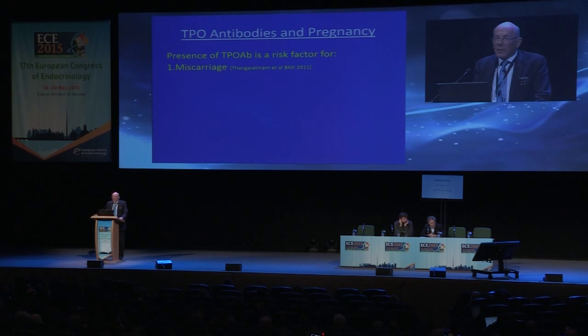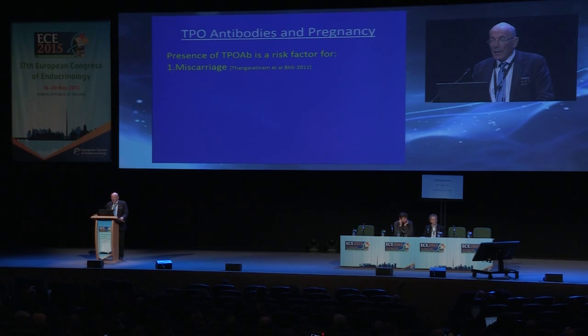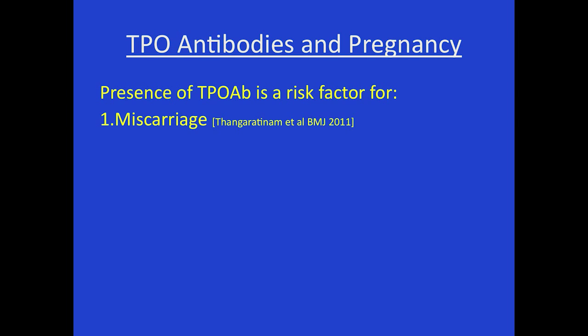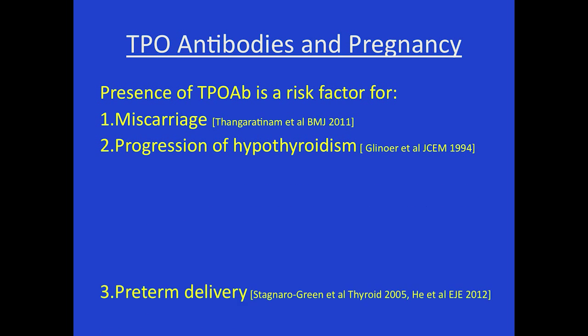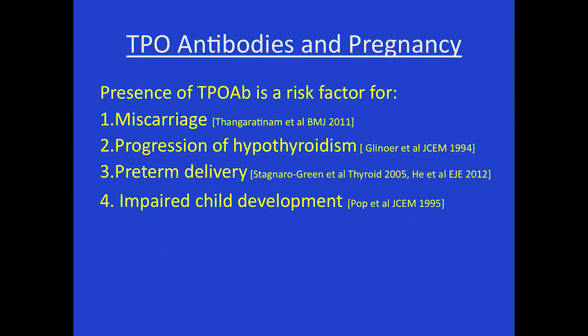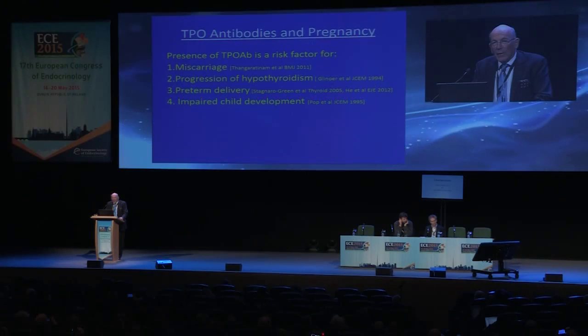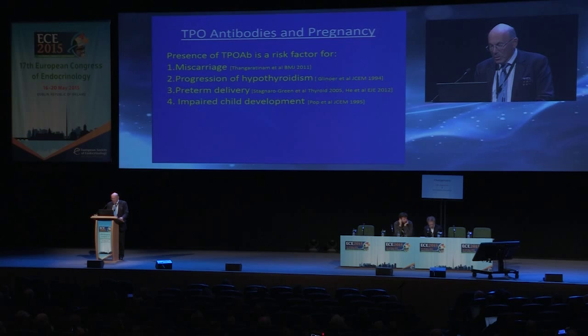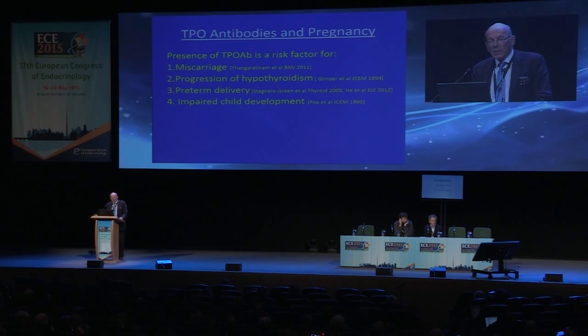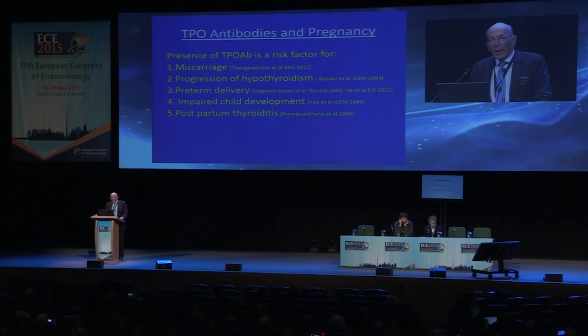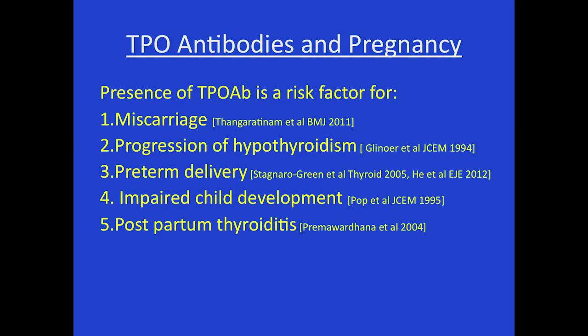Now, the previous speaker has already alluded to TPO antibodies and pregnancy causing miscarriage, but it also causes progression of hypothyroidism. There's an increased incidence of preterm delivery. Data have been published some time ago now showing evidence of impaired child development, although the studies that were done then were in very young babies, and one questions the validity and the reliability of studies in the very, very young. We showed many years ago that TPO antibodies are predictive of postpartum thyroid disease. So as has been said, if the TSH is more than 2.5, we believe you should treat with thyroxine.